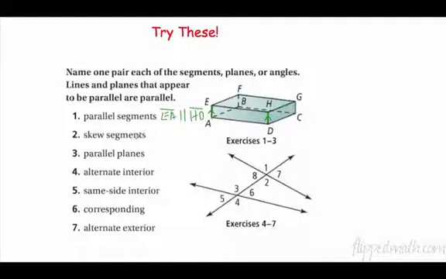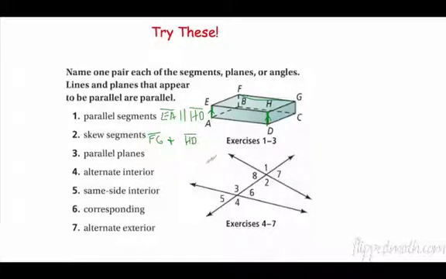So let's find two segments that are not in the same plane and never intersect. So let's see. Let's start with FG. And remember, we don't have any shorthand for skew. I write this like a plus, that's an "and". So FG and, let's see, what's not in the same plane? Well, this is not in the same plane, and it's going a different direction. That's HD.